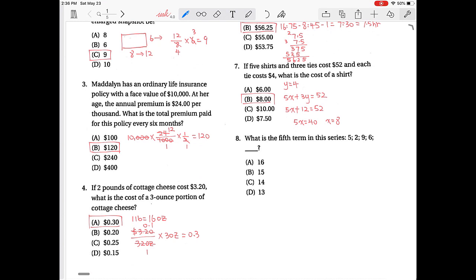Number 8, what's the 5th term in this series? So to get from 5 to 2, we're going to subtract 3. To get from 2 to 9, we're going to add a 7. 9 to 6, again, we're going to subtract a 3. So to get to the next term, we're going to add a 7, which is 13, and that is option Delta.